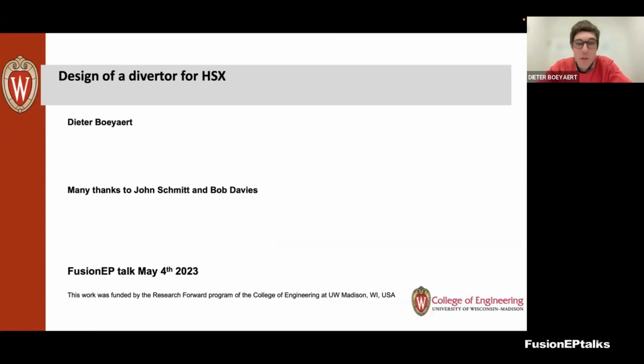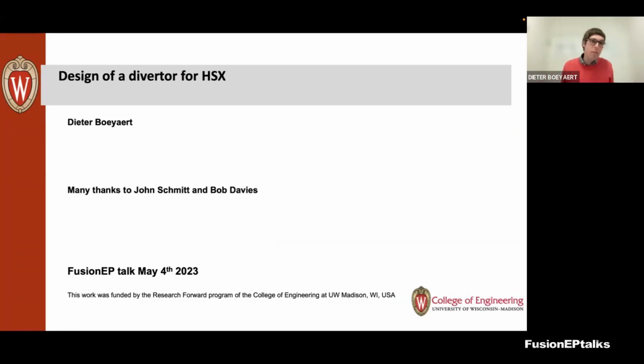So I am going to talk today about the design of a divertor for HSX. And for the work that I'm presenting, I would like already on this first slide to say many thanks to John Schmidt and Bob Davis, who are working together with me on this design, and from whom I'm also showing some of the work in my slides.